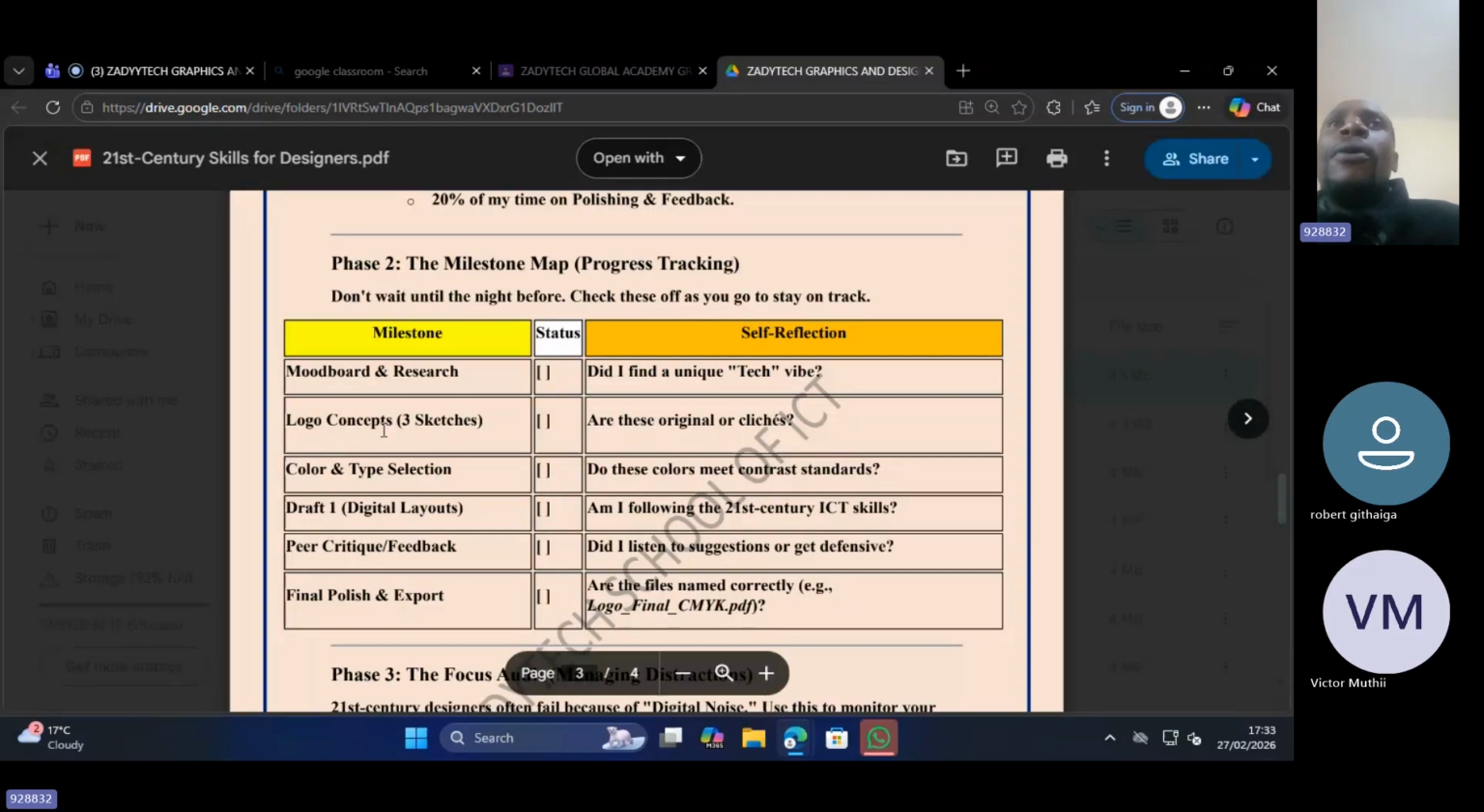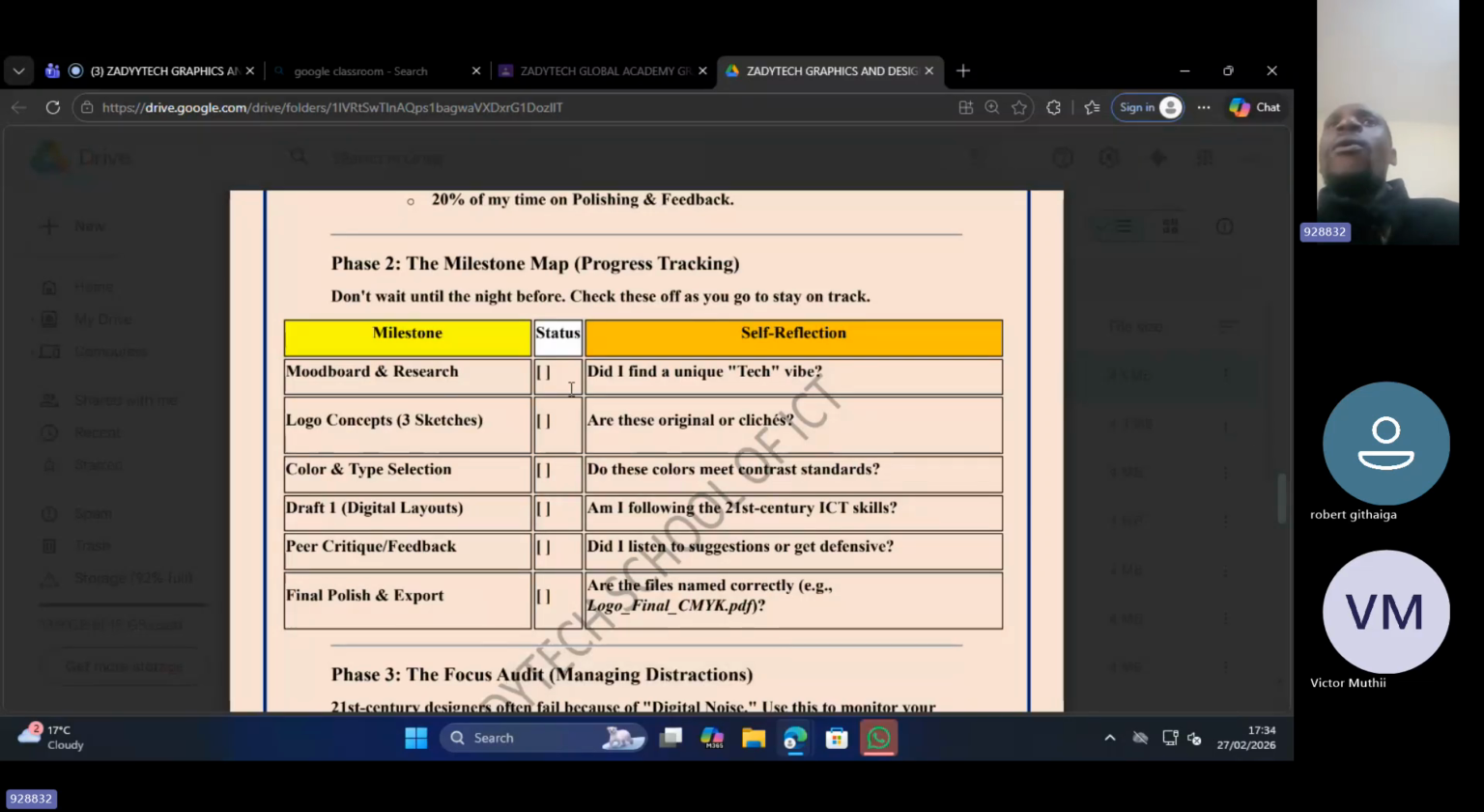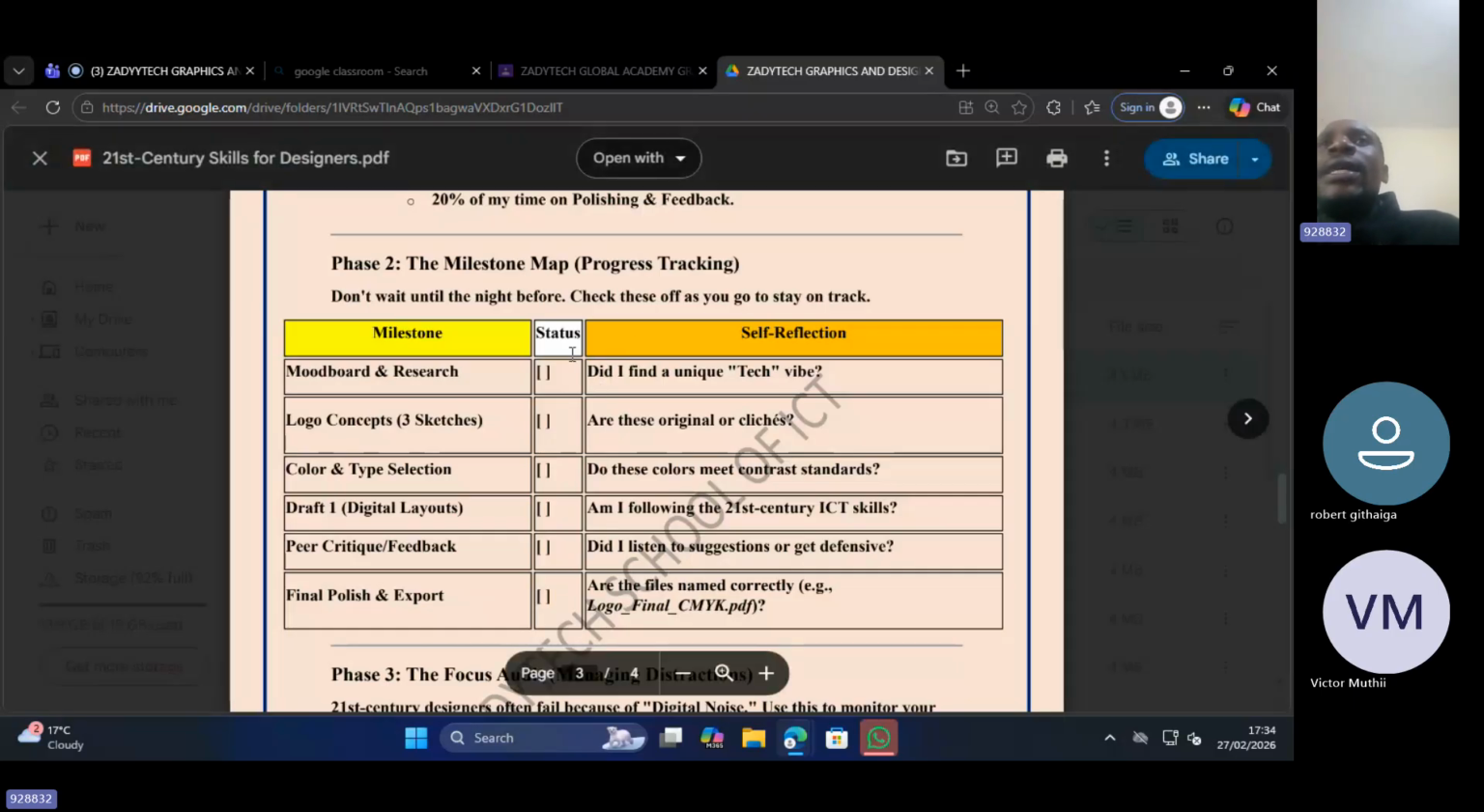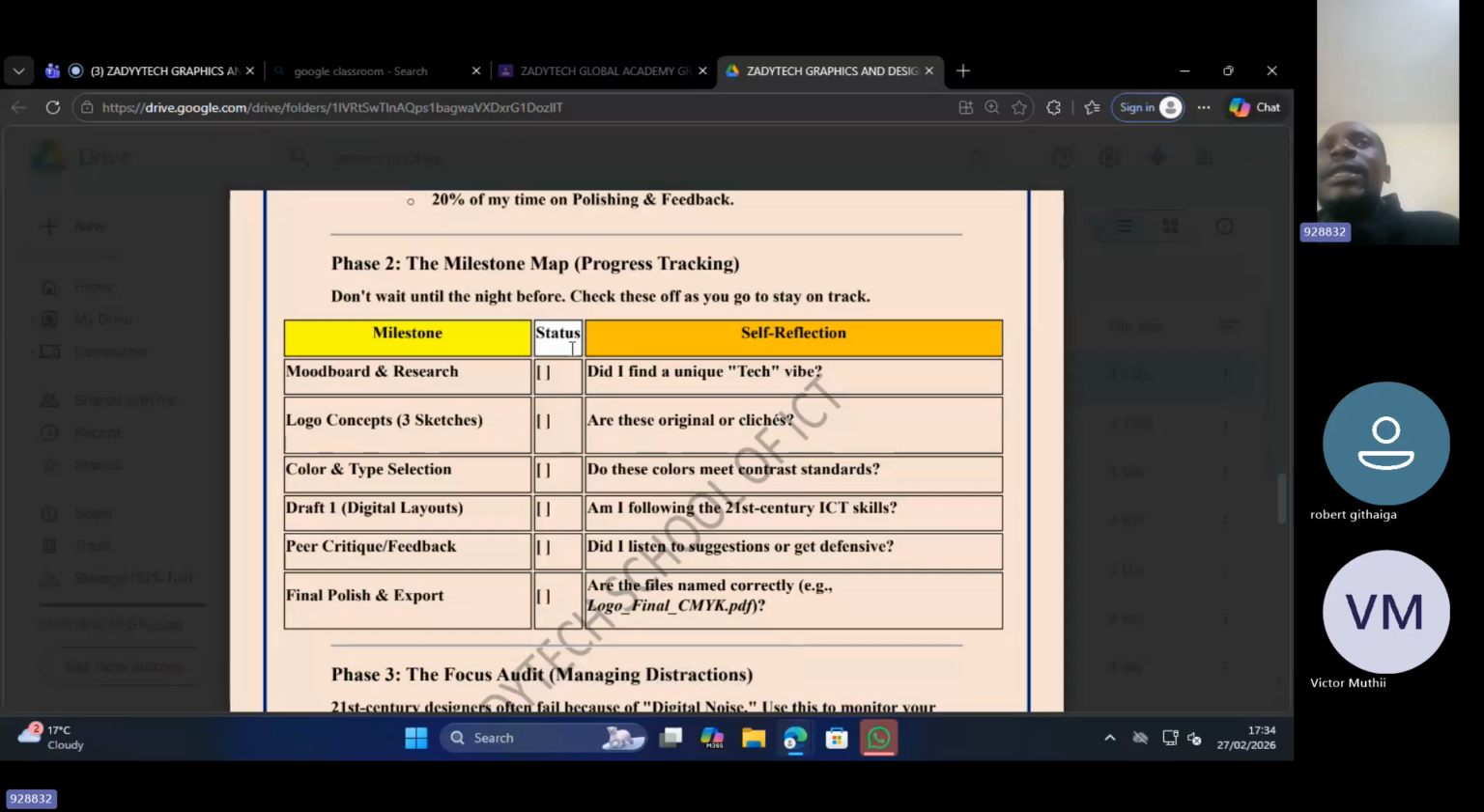So, mood board and research. This is the research. By what time, by which day am I supposed to be done with my research about this design that I'm going to design? I'm going to take the next 10 minutes to do my research. Yes, so you write here 10 minutes. Status: is it done within 10 minutes? If it's done within 10 minutes, you tick there, status done.